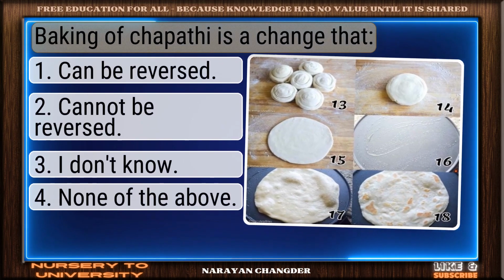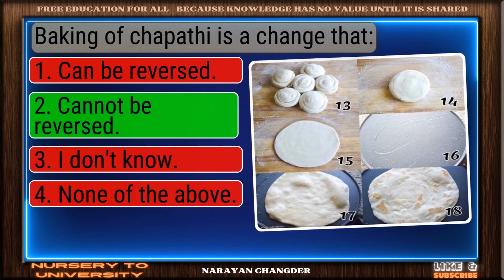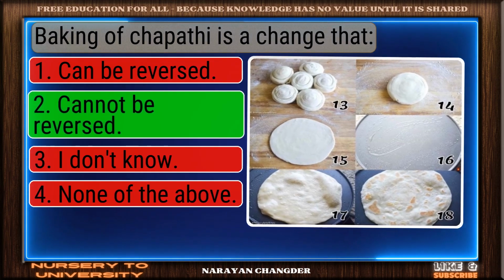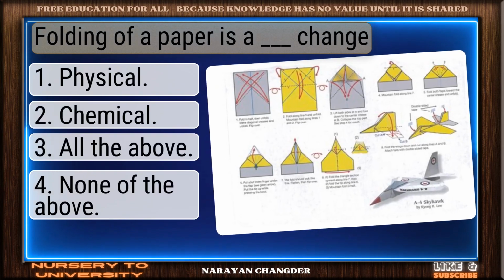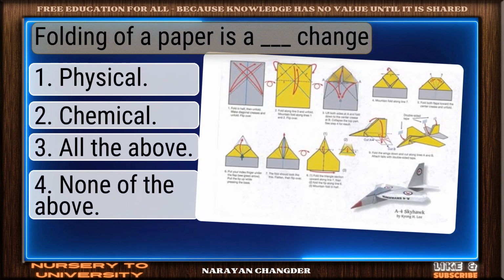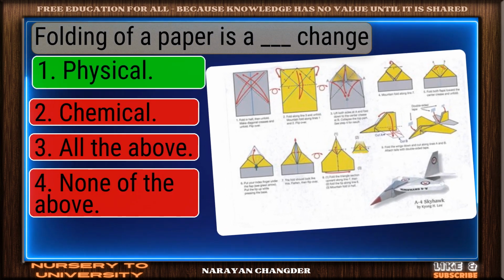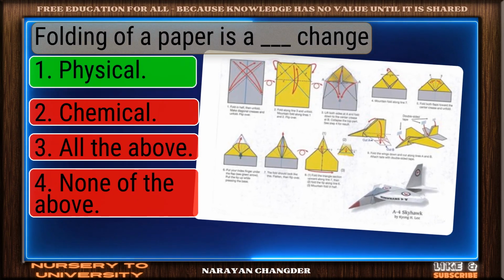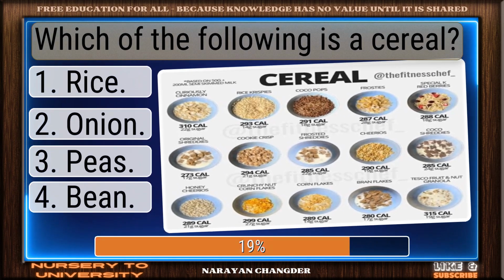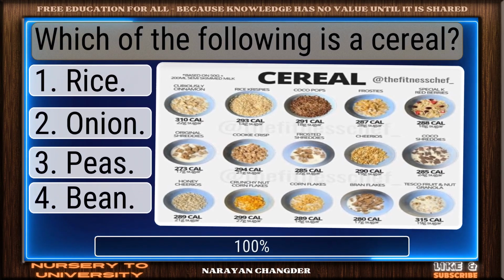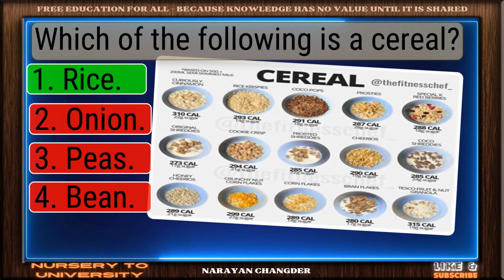Baking of chapati is a change that? Smart pick. Cannot be reversed is the correct choice. Folding of a paper is a dash change. Well reasoned. Physical is the correct choice. Which of the following is a cereal? Great thinking. Rice is the right choice.